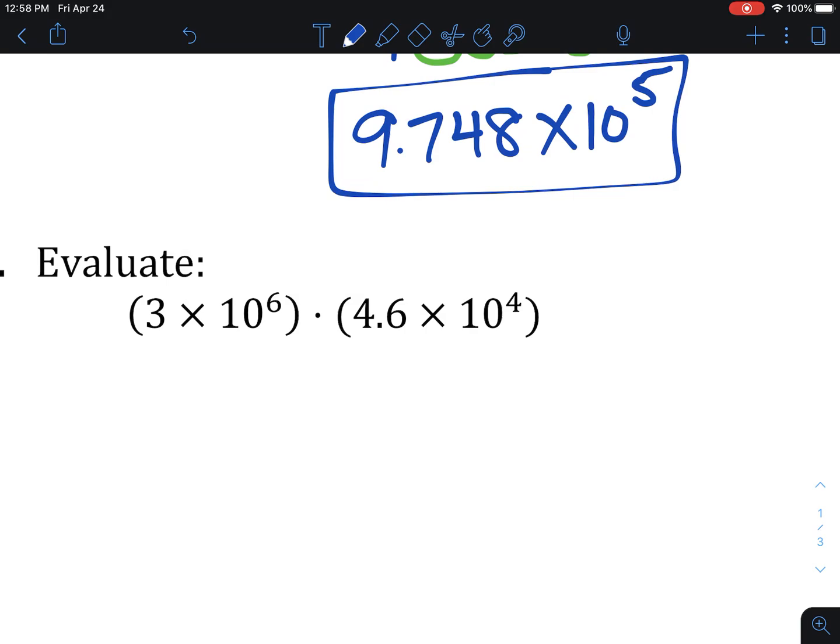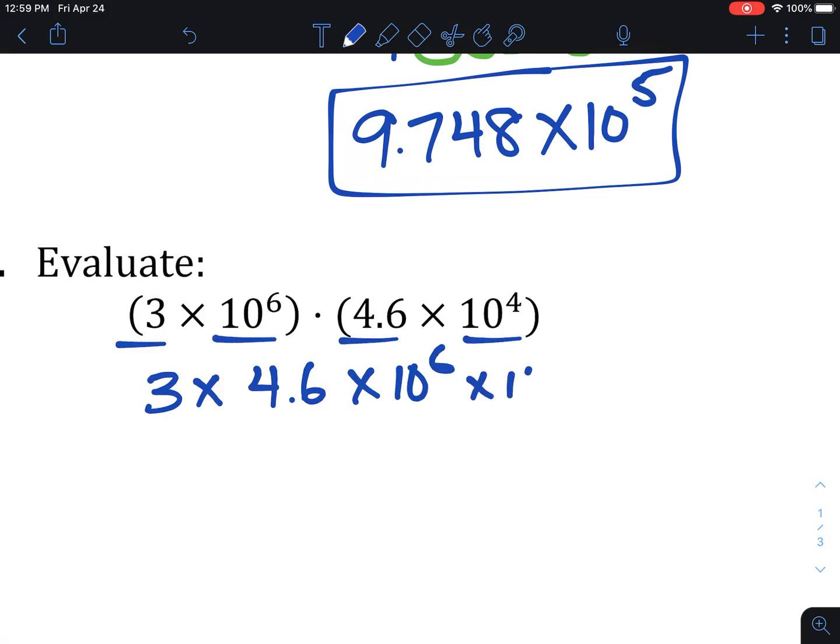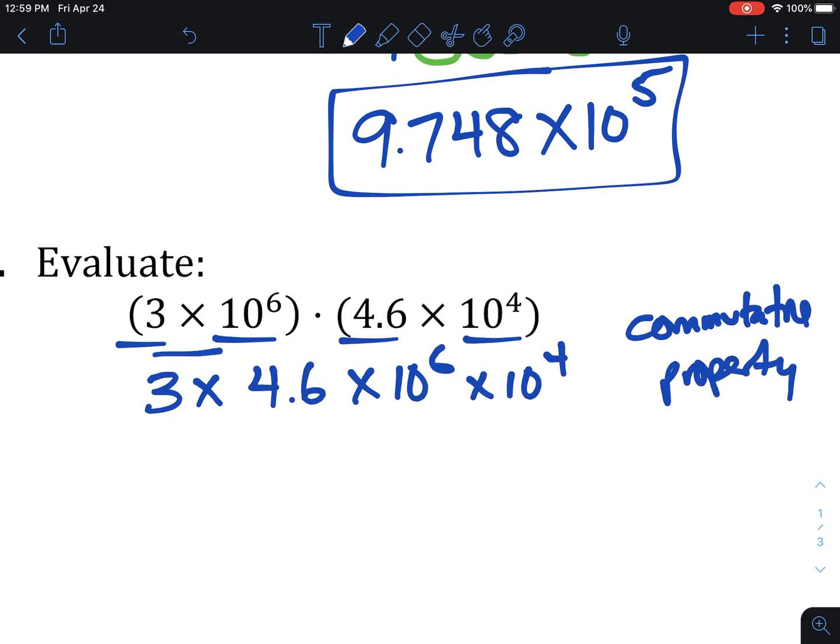We got some multiplying and dividing. So for multiplication, we're going to use the commutative property. We're going to rearrange some pieces here. Going to put the 3 and the 4.6 first and the 10s just second. You can always do that because of our commutative property. The commutative property says you can multiply or you can add in whatever order you'd like. Now we're going to multiply the 3 times the 4.6 first.